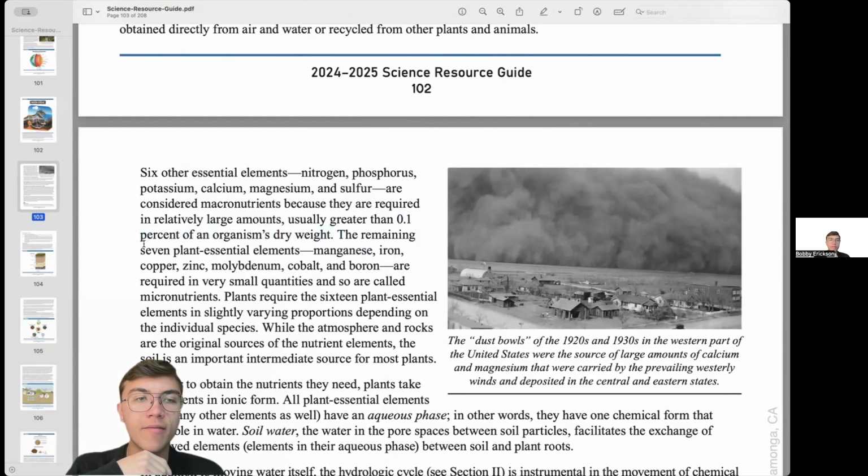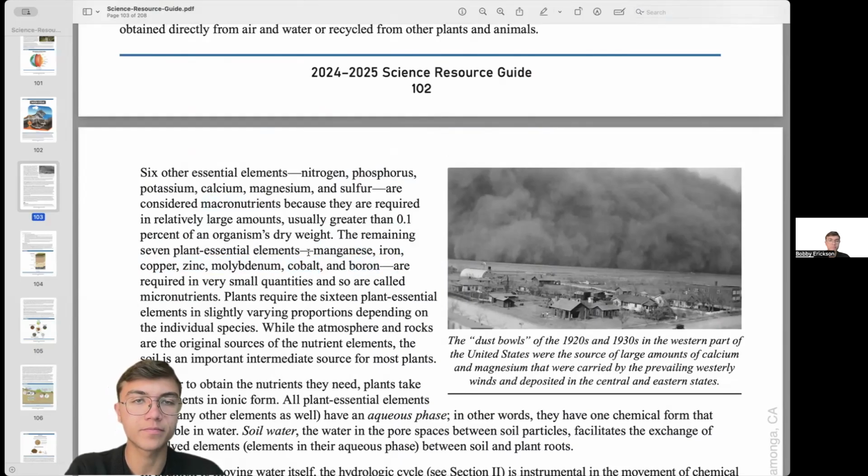And then there are also seven more plant essential elements which are required in small quantities. The bigger ones, the ones needed in more quantity, are macronutrients. Macro meaning big, and micro meaning small. So we don't need as many small quantities. These include manganese, iron, copper, zinc, molybdenum, not cobalt. They actually made a correction to this in the packet. It's actually chlorine and boron.